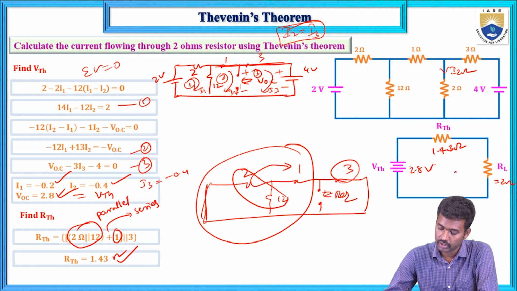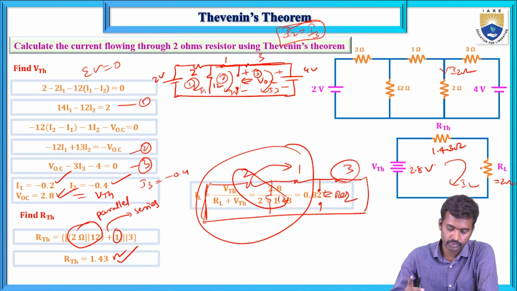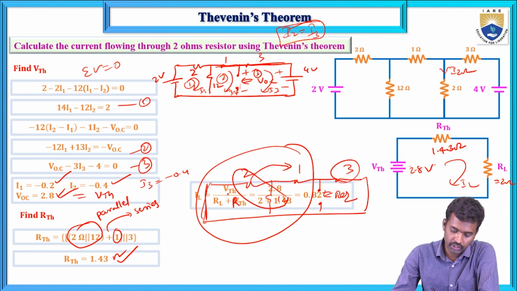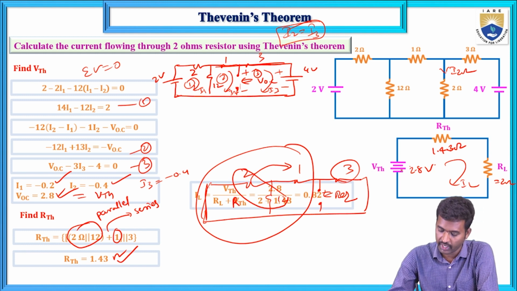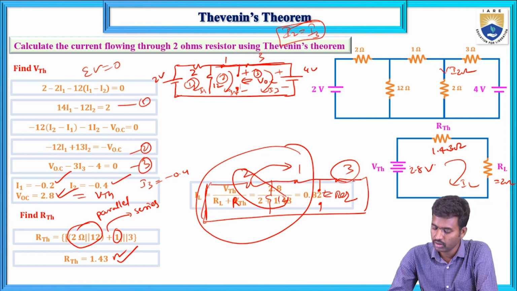Now we have VTH, RTH and the load resistance RL, so we can calculate IL. IL equals VTH divided by RL plus RTH, which is 2.8 divided by 2 plus 1.43, and that equals 0.082.